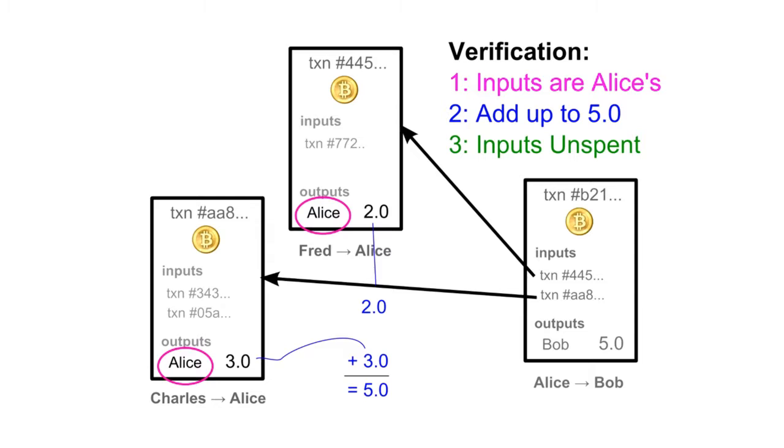Let me explain the accounting system with the help of a transaction. The transaction is Alice paying Bob 5 bitcoins. Now, to verify whether Alice has 5 bitcoins or not, the system will go through the past transactions of Alice, seeing what she had received from others. In this case, she had received 2 bitcoins from Fred and 3 bitcoins from Charles, adding up to 5. So, it is verified that Alice has 5 bitcoins to spend.